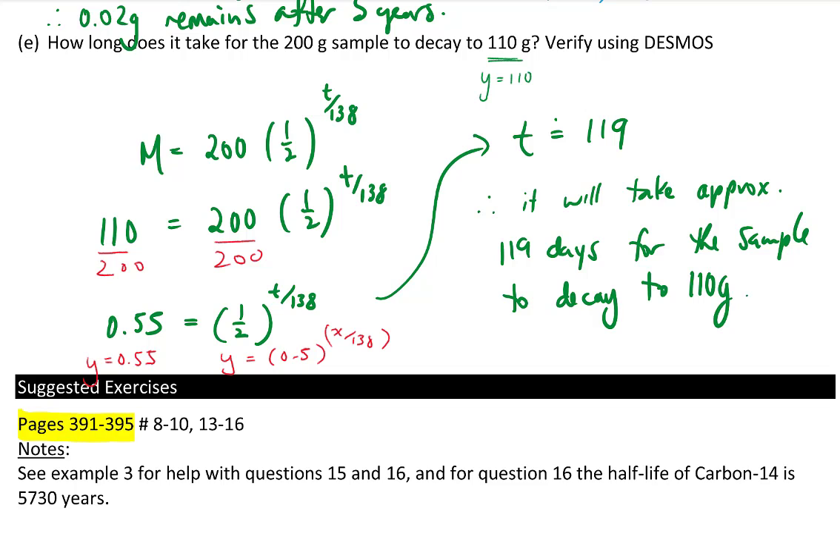So here are the homework questions that you should try. Important note, if you need help with questions 15 and 16, you'll need to see this example we just did. It's going to use this type of formula here. You're going to have to make some changes to the formula, however. And as another note, question 16 did not state the half-life, but the half-life of carbon-14 is 5,730 years.